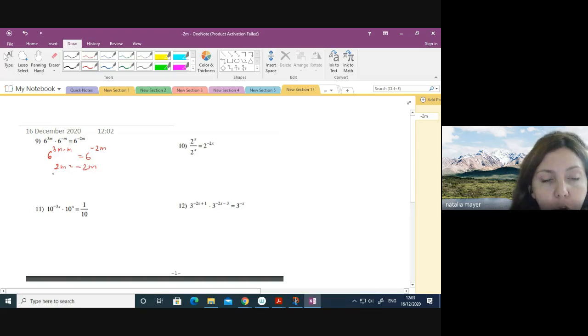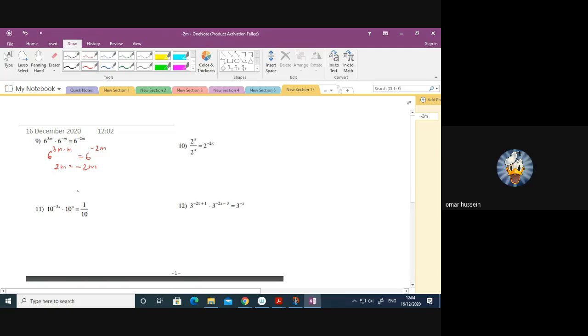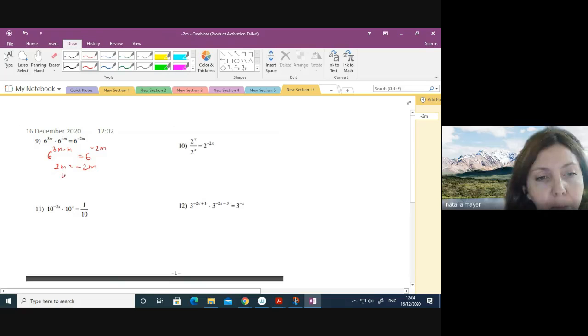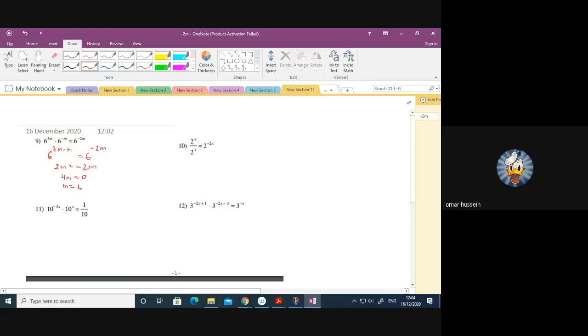So next stage, Omar, tell me the rest of the solution. We're going to subtract 2m on both sides. So add 2m on both sides. So it's 2m plus 2m equals 0. So okay, 4m, which means that m is 0.